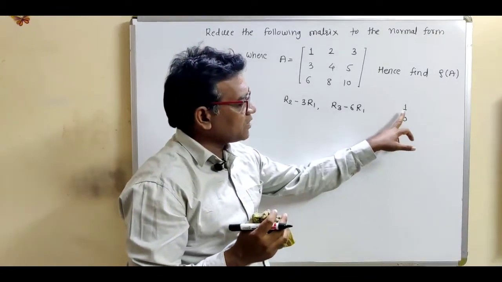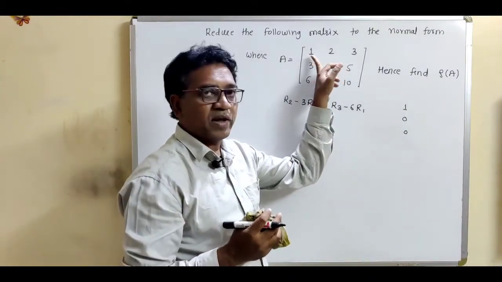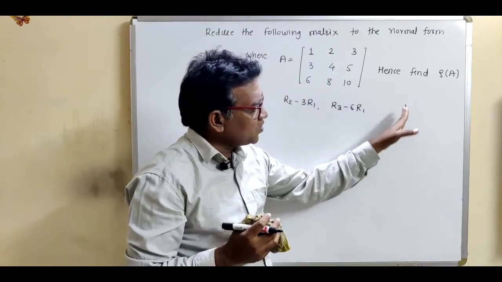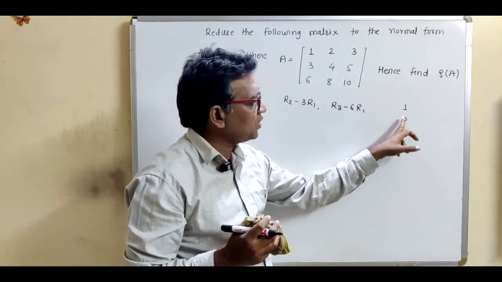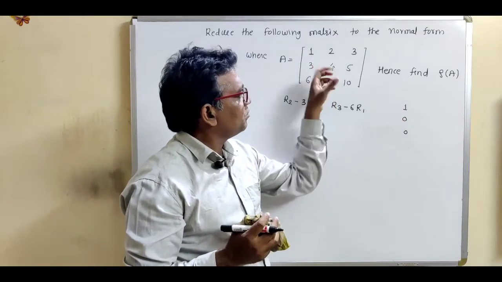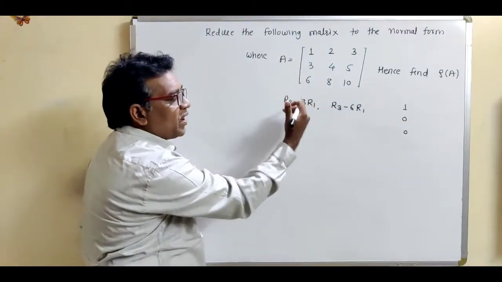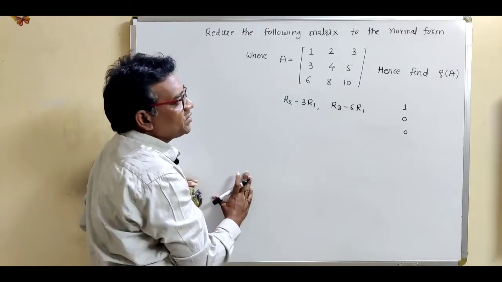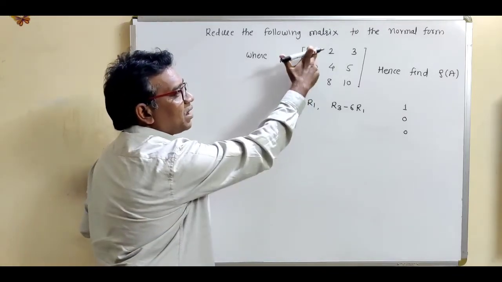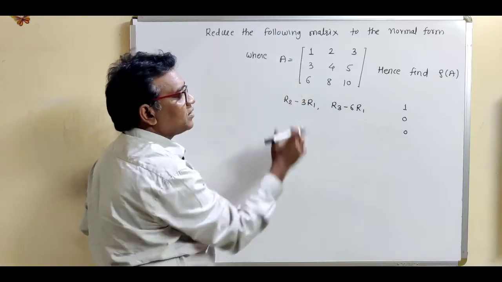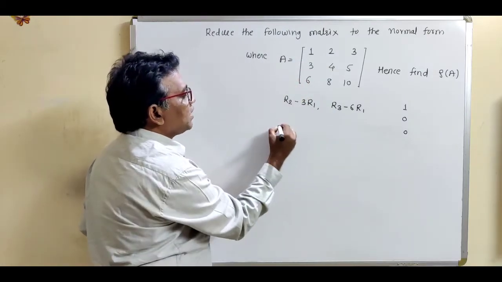First of all, make the first element 1. Already there is 1. Now by using this one, make the corresponding column 0. Now there are 2 elements, so make these 2 elements 0. For the lower elements, just use the row operations, R2 minus 3R1, and this is R3 minus 6R1. So write down the equivalent matrix.